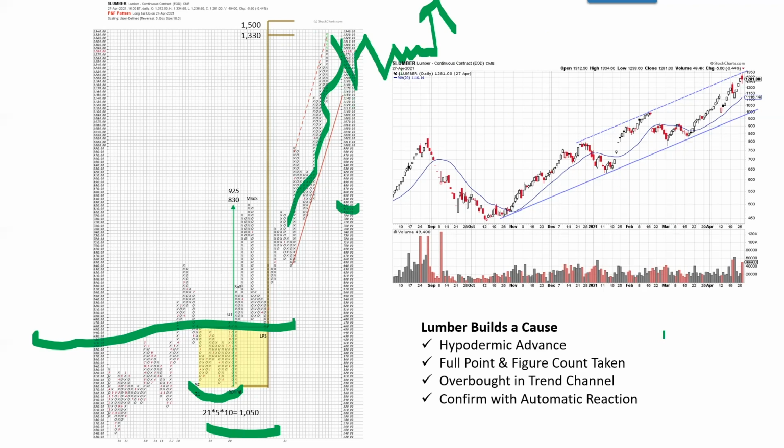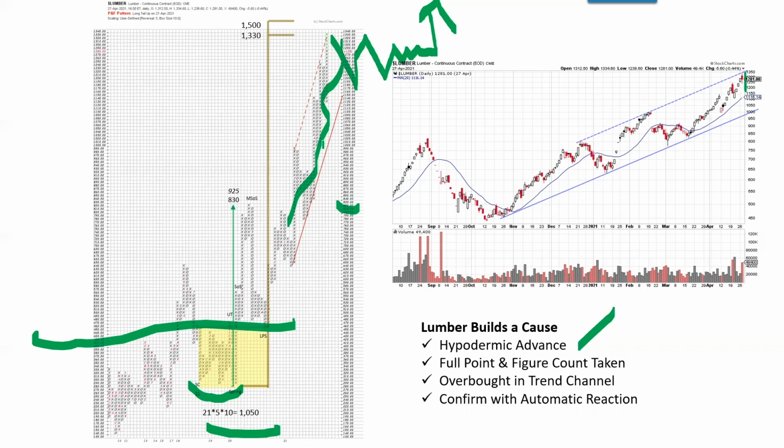Here is, and calling this potentially a hypodermic advance, an overbought condition in the trend channel, and this would be confirmed with an automatic reaction. It's already, since this chart was printed, had a bit of a pullback. So it's already touched and pulled back from the top of this channel.